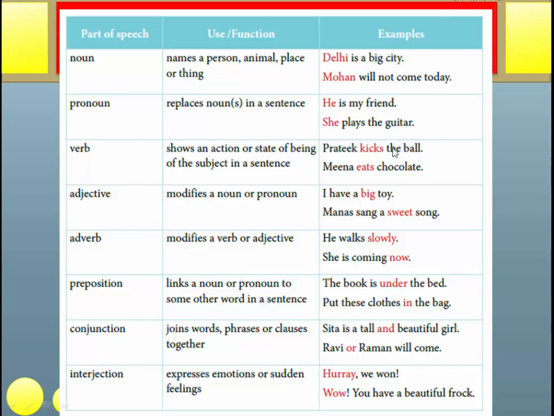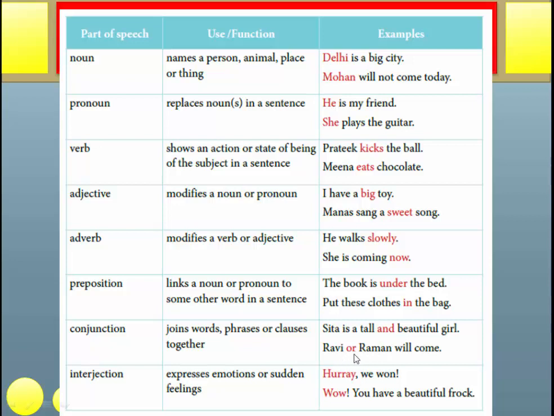Prepositions link two nouns in a sentence. They link a noun or pronoun to some other word in the sentence. A book is under the bed. So one noun is book, the other noun is bed. This under is linking both of them. So this is a preposition. Conjunction joins two sentences, phrases, or words. Sita is a tall and beautiful girl. So it is joining tall and beautiful.